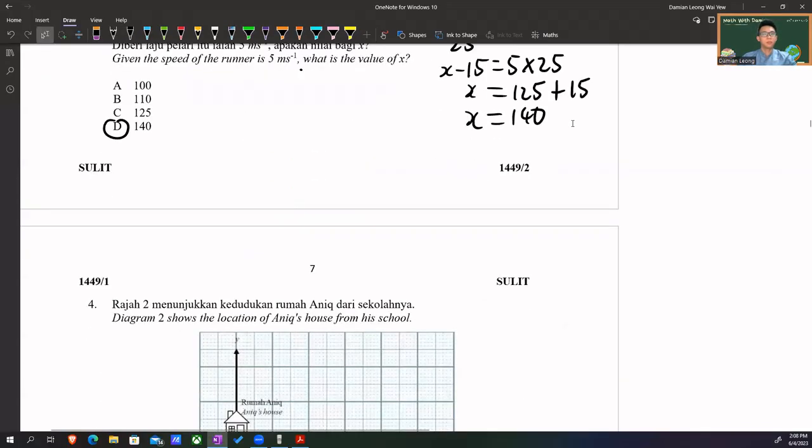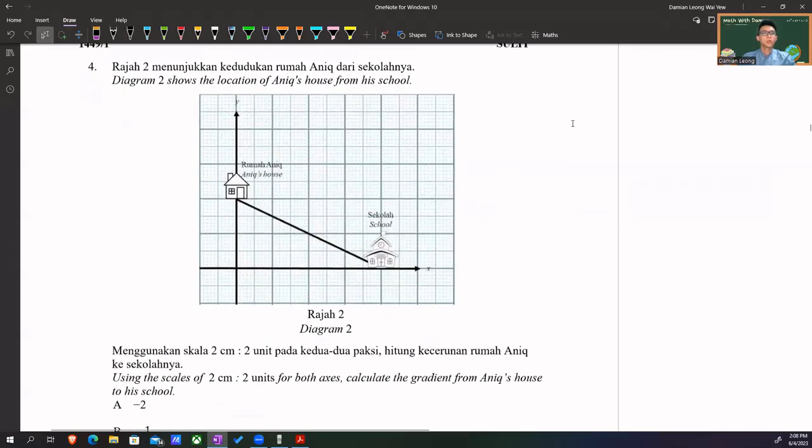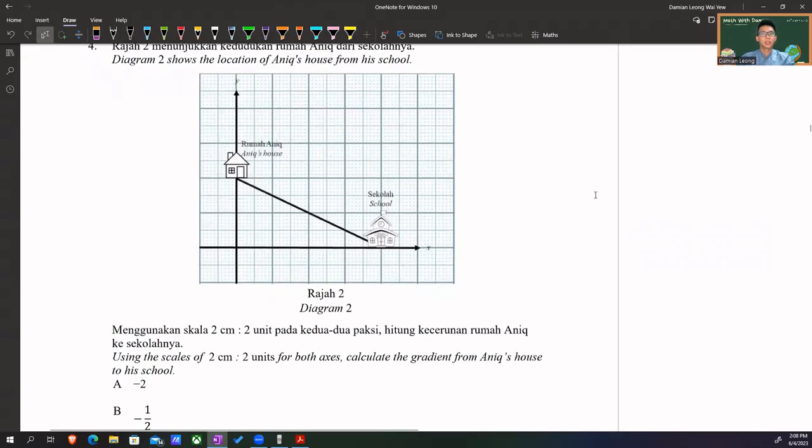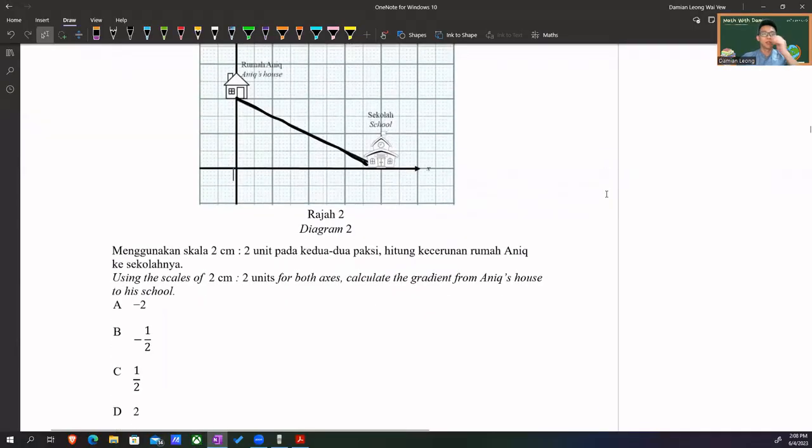Okay. And then question 4. Diagram 2 shows the location of Anik's house from his school. So using the scale 2 cm to 2 units, for both axes, so calculate the gradient from Anik's house to his school. Anik's house to his school going down like that, the gradient. So going down definitely is a negative gradient. Okay, 2 cm to 2 units.